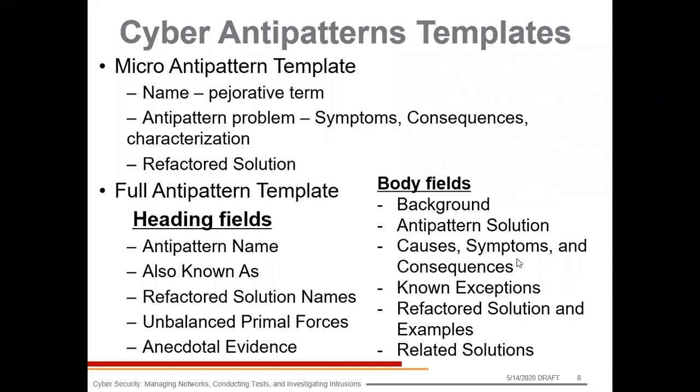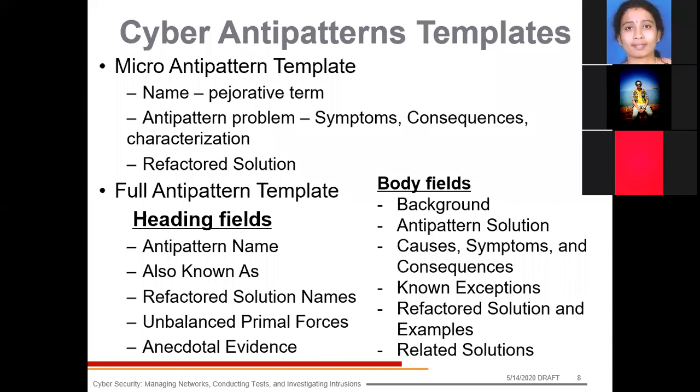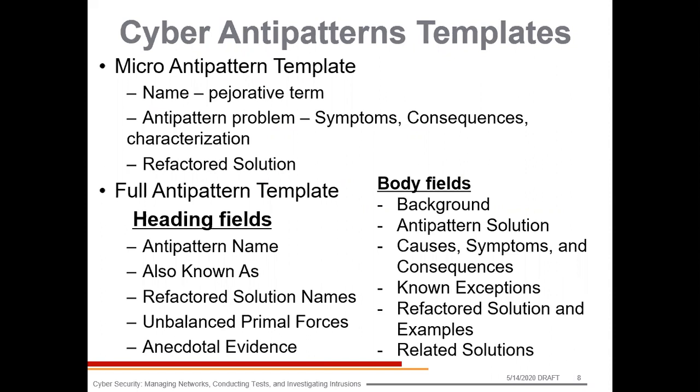Next thing is the cyber anti-pattern template. As I said, 2 types of templates are there. One is the micro anti-pattern template, and the other is the full anti-pattern template. The first one is the micro anti-pattern template. It will have just 3 headings: name, anti-pattern problem, and refactored solution. Name means a pejorative term, that means a problem-indicating term. Like if we call someone a criminal, it is a pejorative, negative term.